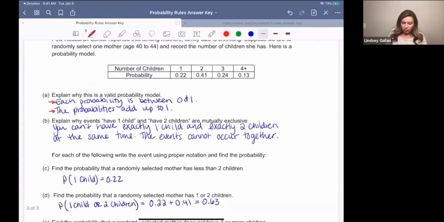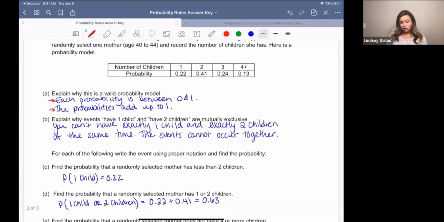B, explain why the events have one child and have two children are mutually exclusive. Well, you can't have both. You can't have just one child and two children at the same time. So I added in the term exactly: you can't have exactly one child and exactly two children at the same time. Since these events cannot occur together, they are mutually exclusive.